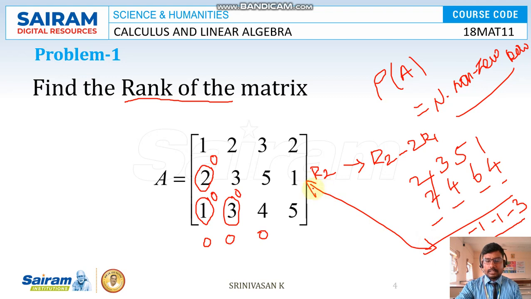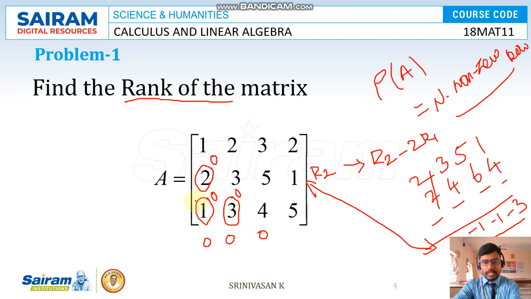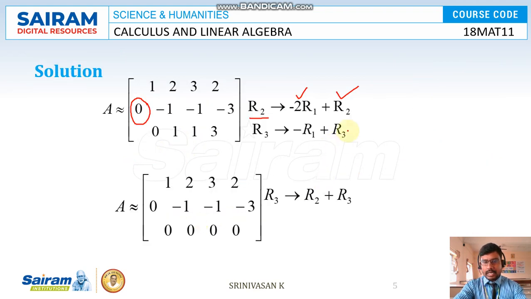Clear? I will do it here. In R2, I take R2 and multiply the non-zero constant 2 into R1. After that, I subtract, so I get 0 here. Next, I want to get 0 here, so just subtract R3 and R1. I get 0 here. Next, we have to make this 0, clear, by using any row.